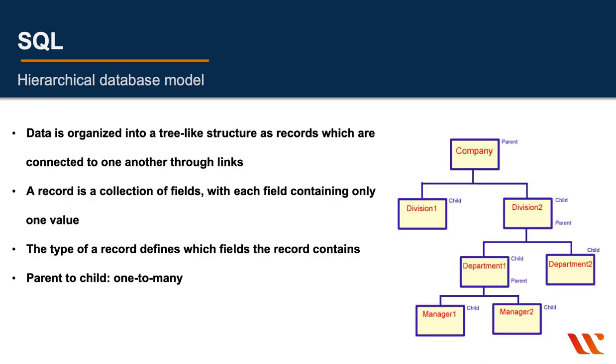Hierarchical database model. A hierarchical database model is a data model in which the data is organized into a tree-like structure. The data is stored as records, which are connected to one another through different links. A record is a collection of fields, and each field contains only one value. The type of a record determines which fields the record contains. The hierarchical database model requires that each child record has only one parent, and each parent record can have multiple child records. And in order to retrieve data from a hierarchical database model, the whole tree needs to be traversed starting from the root node.